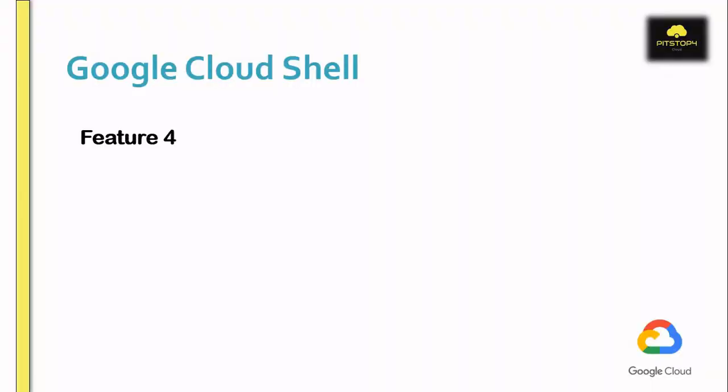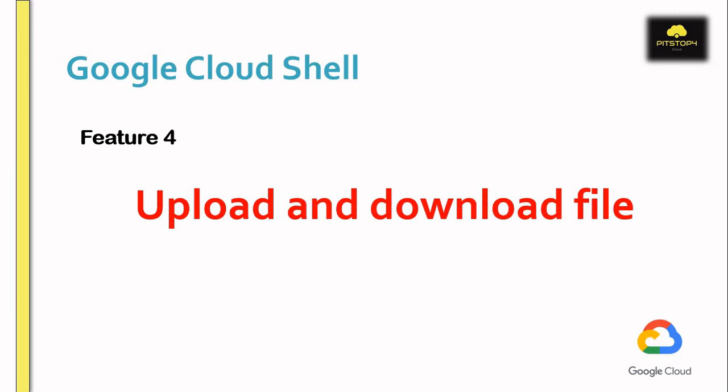Alright, now feature number 4. Upload and download file. We already discussed we have 5 GB space to use in Cloud Shell. It's a persistent disk space. We can save our data.